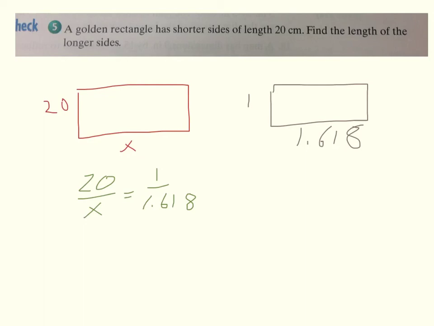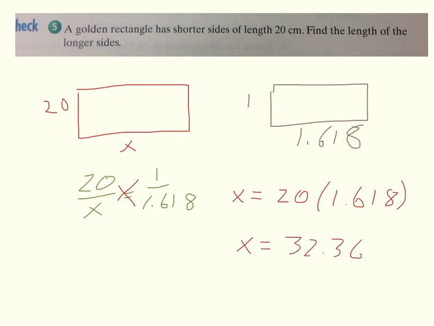And we do cross products, which gives us 1 times X to equal 20 times 1.618. So X equals 32.36. It did not tell us where to round. If we round this, X is approximately equal to, round it to the nearest tenth, 32.4. This concludes lesson 7-2.